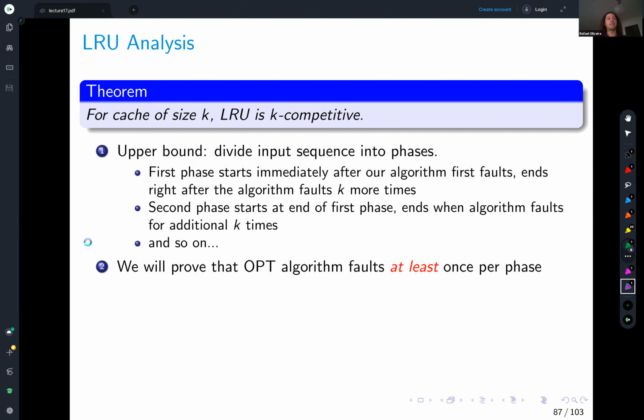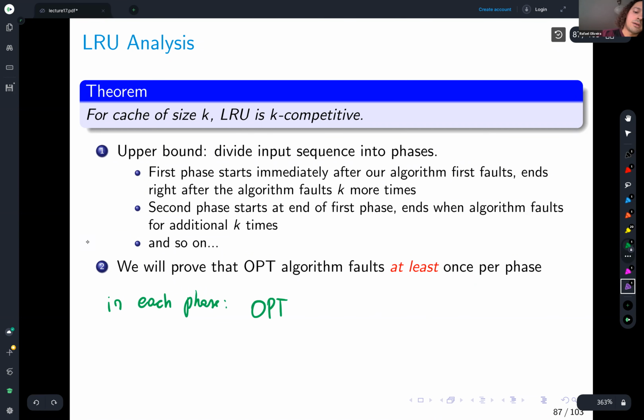And we're going to prove that the optimum algorithm will fault at least once per phase, right? So this gives us our competitive analysis, because in each phase, opt faults once, and our algorithm faults exactly k.